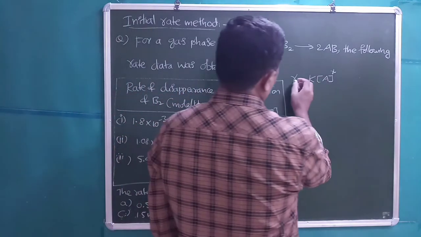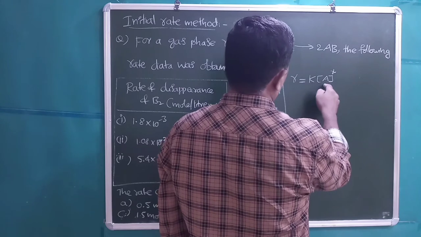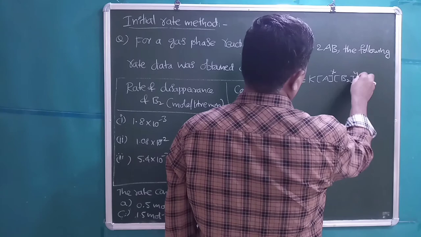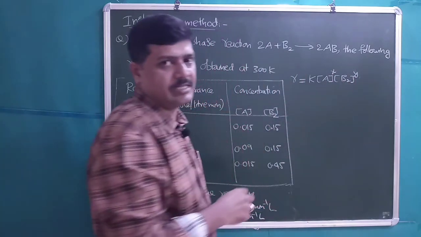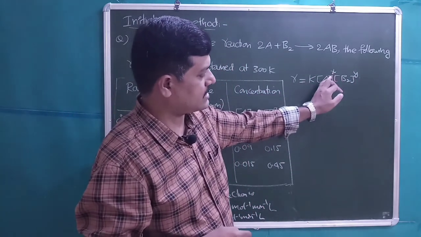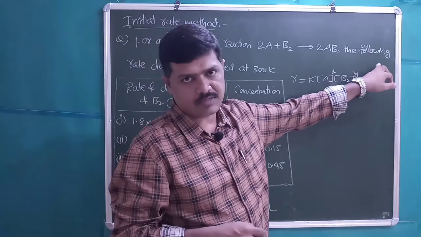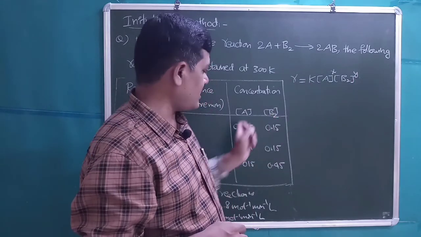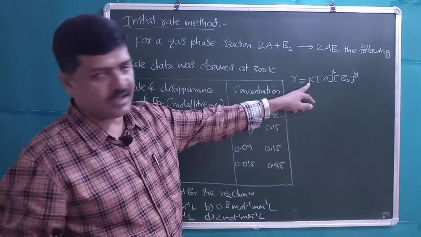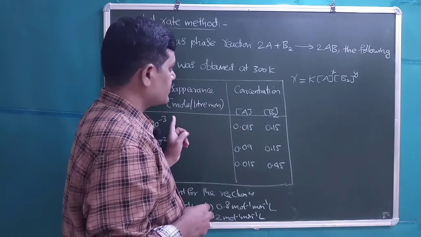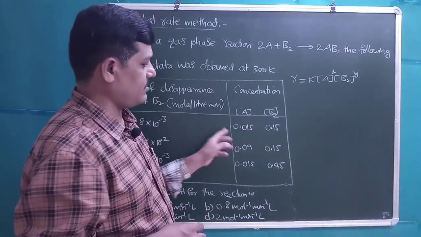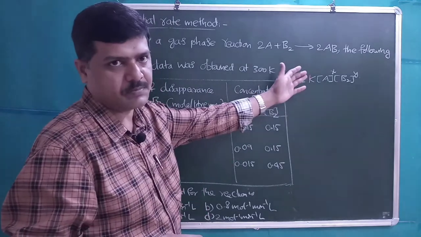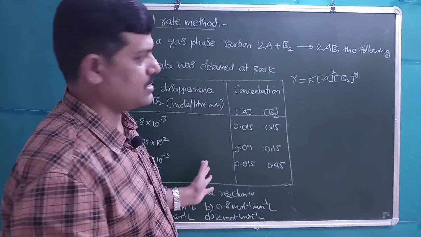Let us write the rate expression: R is equal to K into A power X and B2 power Y. We need to find the X and Y values. With respect to A the order is X, and with respect to B2 the order is Y. The overall order of the reaction is X plus Y. They are also asking us to calculate the rate constant K. Let us write down the equations using the data. By substituting this data into the expression, we will get 3 different equations.